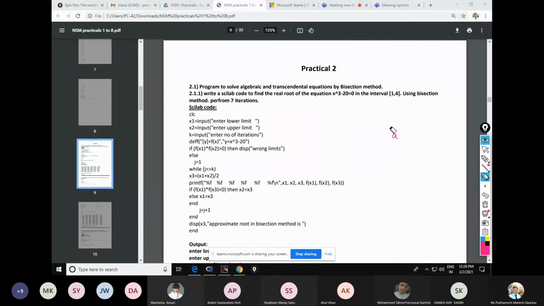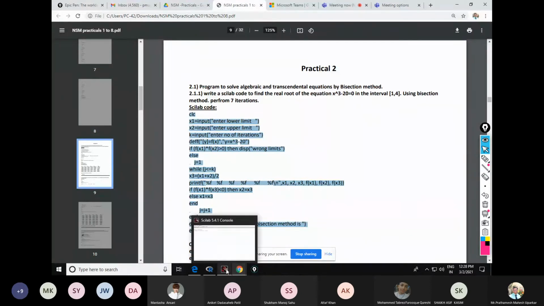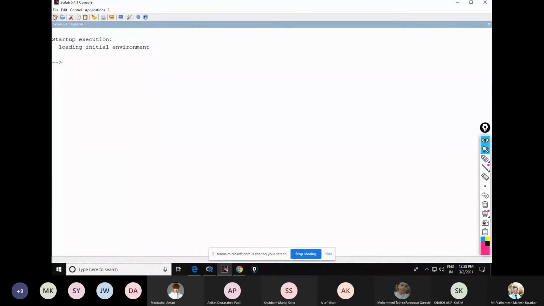So let us see how this code will work. So what I have to do for the code to work, I will just copy paste it in the Scilab. Okay, Control C. This is my Scilab. What I have to use? What is this is called first node.